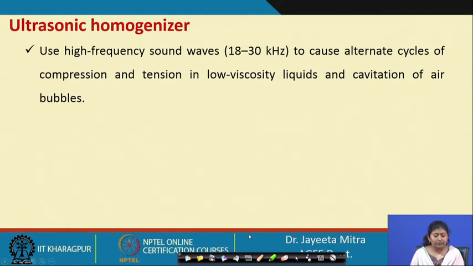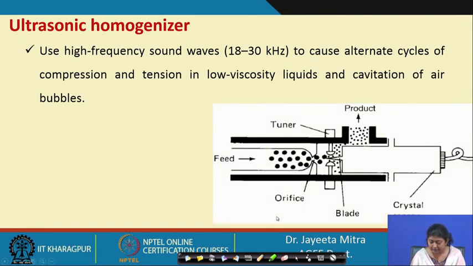Next we have the ultrasonic homogenizer. The ultrasonic homogenizer uses high frequency sound waves ranging from 18 to 30 kilohertz to cause alternate cycles of compression and tension in low viscous liquid, and cavitation of air bubbles occurs. So, this is how it looks.